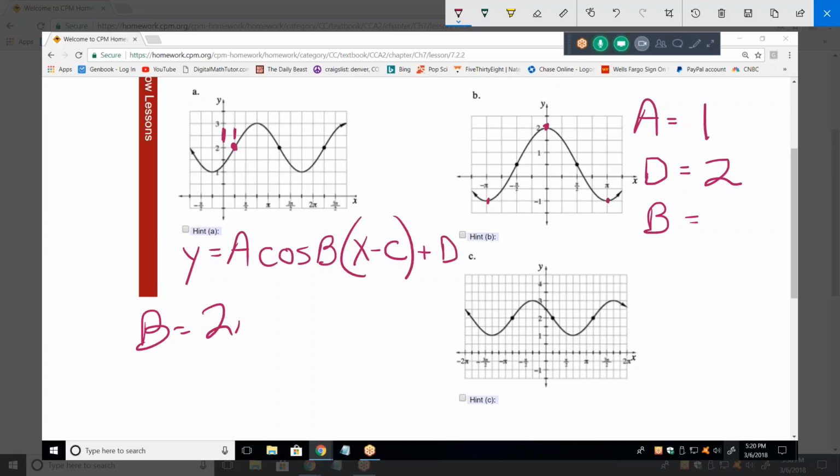2 pi divided by the period. So you have to figure out what the period is. Really, before we can do B, we have to answer the period. Tell me what the period is. Well, you can go peak to peak or trough to trough. Neither one is that easy because they don't fall on the proper spot. The trough, that's this point right there, which is difficult to see on the graph. Okay, so let's go peak to peak. Trough to trough gives you the same period as peak to peak. It's just that peak to peak might be a little easier.